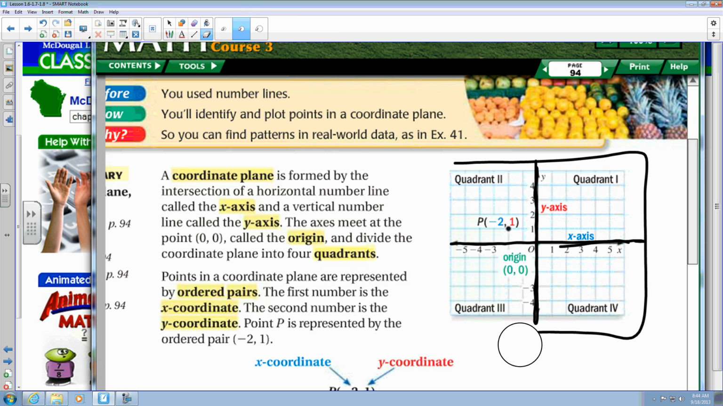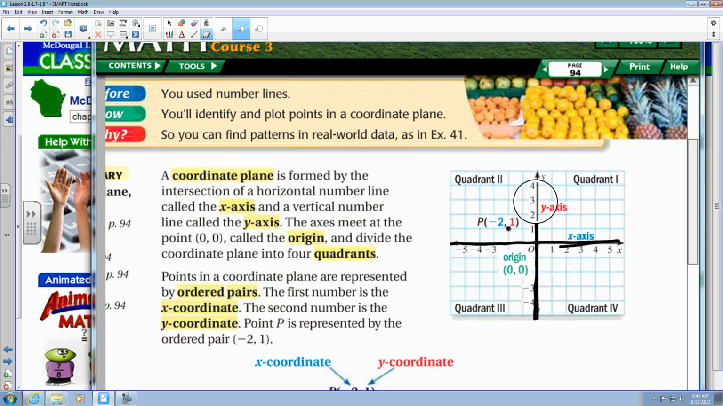Wherever the x and y-axis meet in this particular graph, which is right here, that is denoted as 0, 0, or the origin. And then we were talking about the quadrants: Quadrant 1, Quadrant 2, Quadrant 3, Quadrant 4.